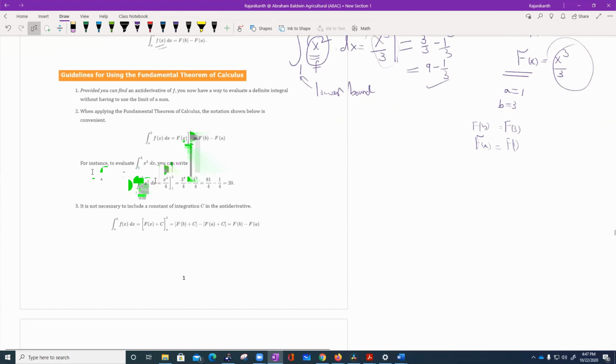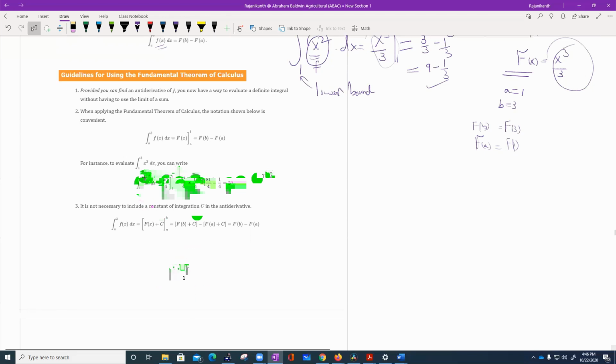Remember, in this problem they have x cubed. So the antiderivative of x cubed is x to the fourth over 4. Then copy down these two bounds. Then plug the upper bound into x first, then subtract the lower bound. That's it. That makes sense?